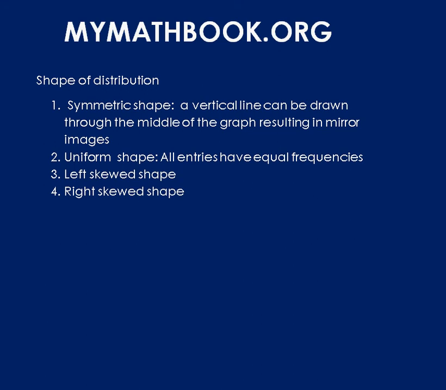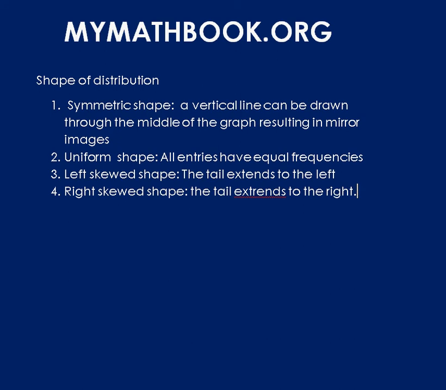Now, what is a left skewed shape? Left skewed shape is where the tail extends to the left. So you have the tail extending to the left. And the right skewed shape, the tail extends to the right. But you have to see the shapes.